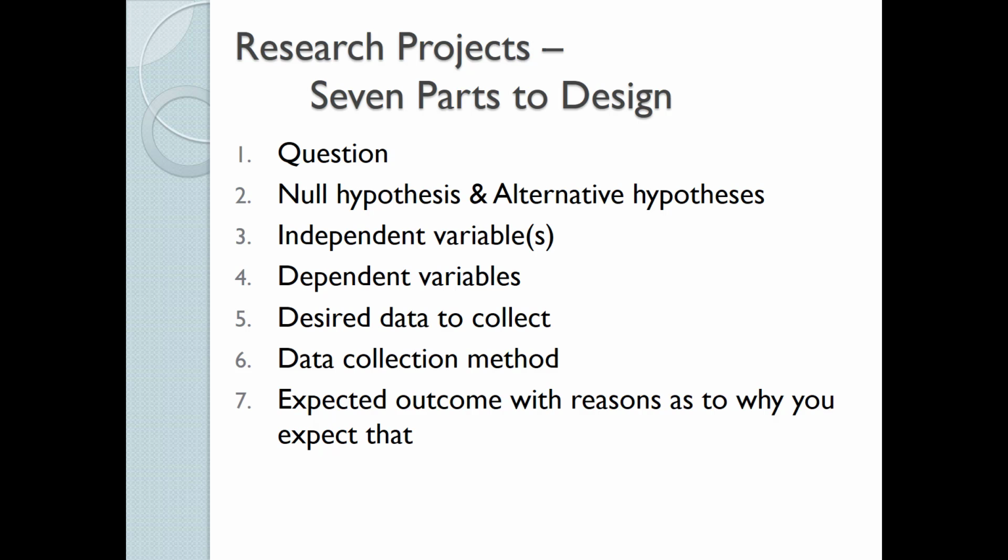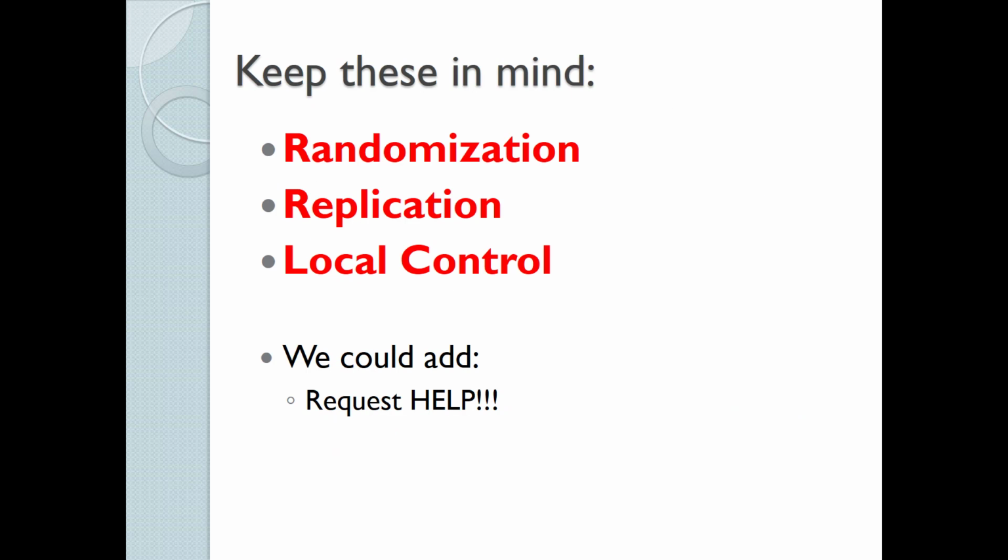out a research project. And so some things that I want for you to keep in mind off the bat is these 3 terms. So randomization, replication, and local control. And these become really important when we design experiments. So we have to address how experimental units will be randomized, how the project will be replicated, and what controls we're going to have in place.